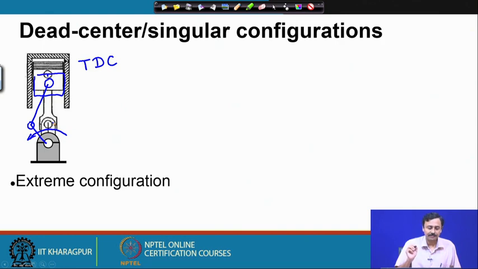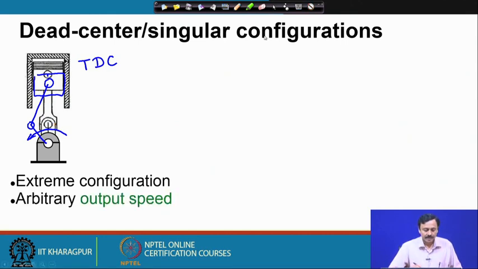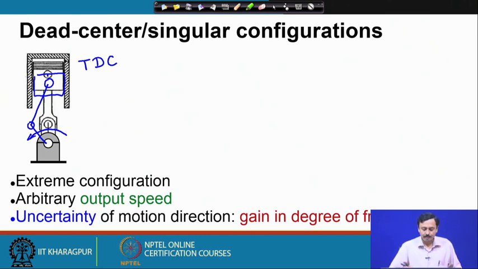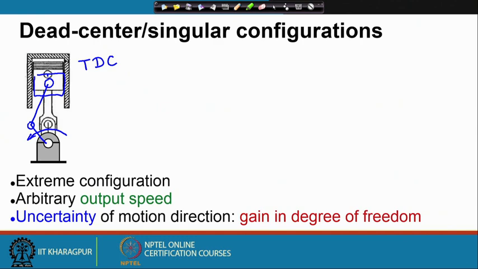These are dead center configurations, or we also call them singular configurations. Why do we call them singular configurations? These are of course extreme configurations, as I have shown. The speed ratio is arbitrary, so the output, which is the crankshaft speed, is arbitrary, and there is uncertainty in the motion direction. Now, this uncertainty means there is a gain in degree of freedom. Just now, we discussed this 3R mechanism, 3R combination of links.